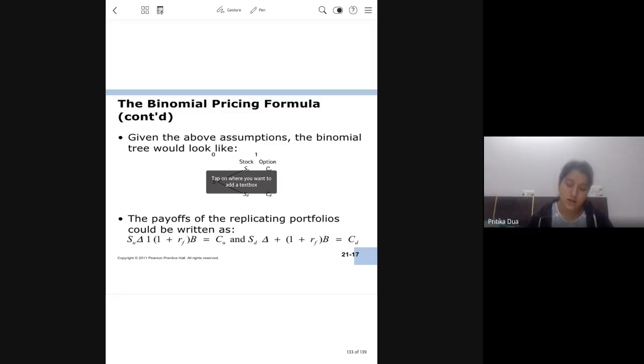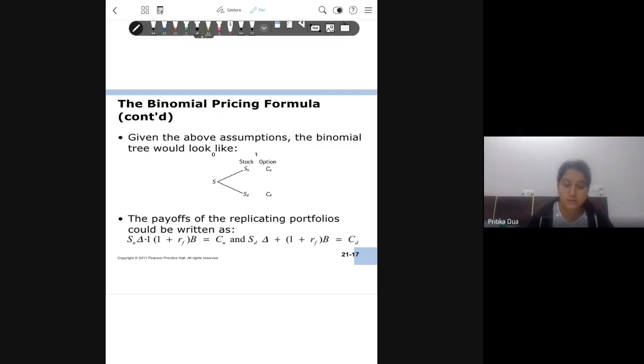So these are the formulas which are used. Your binomial tree, we are talking only about one period binomial pricing. So the price can be SU, SD, CU, CD. So the payoff of the replicating portfolio would be SU into delta. Delta is the value which we calculate, plus (1 plus RF) B is equal to CU. ये वेरिफिकेशन के लिए होता है फॉर्मूला.